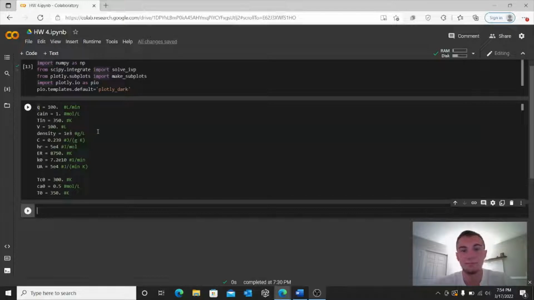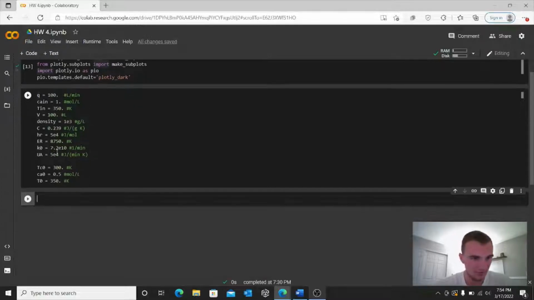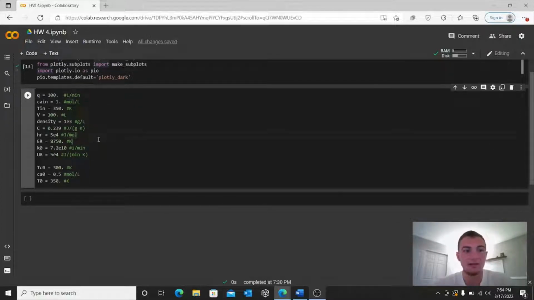We have the density, which is actually for water. We have our heat capacity, C. And this HR term here is the enthalpy for the reaction that takes place, so HR. This ER term here is the activation energy divided by R, the ideal gas constant, which will be used in solving for K, the Arrhenius equation. And this K naught here is the coefficient in the Arrhenius equation, which we have been given, which will again help us solve for K, which is needed for our right-hand side, or actually both of the right-hand sides that we'll be solving for.